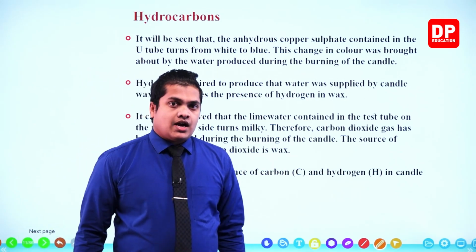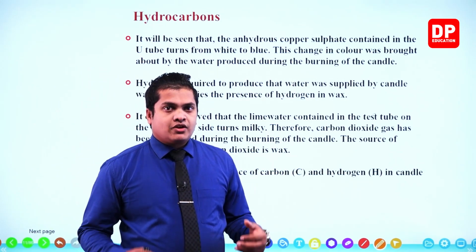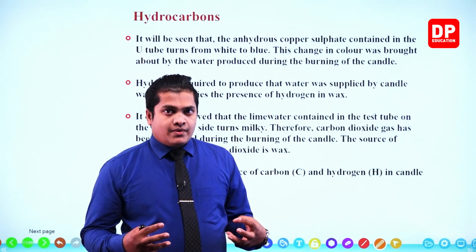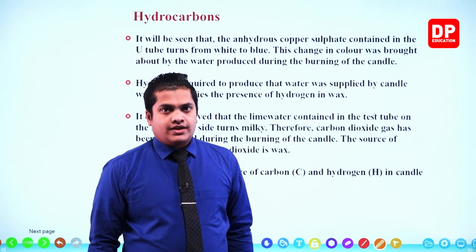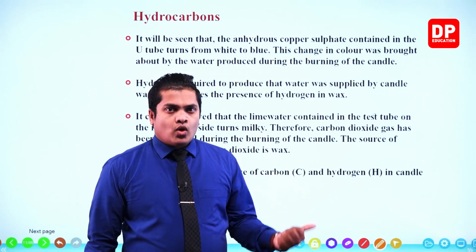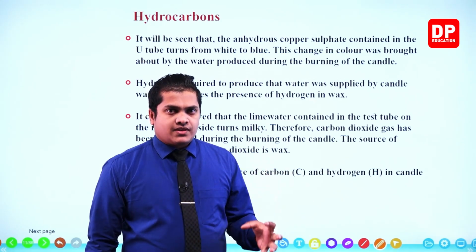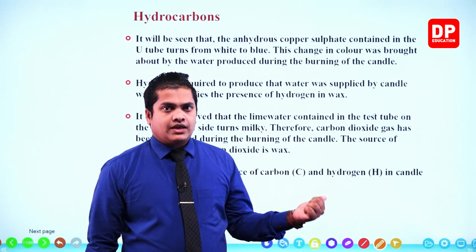So, how is the carbon dioxide getting produced? Because of the carbon contained within the wax. That is why carbon dioxide is getting produced. How is the water vapor getting produced? Because of the presence of hydrogen within the candle wax.